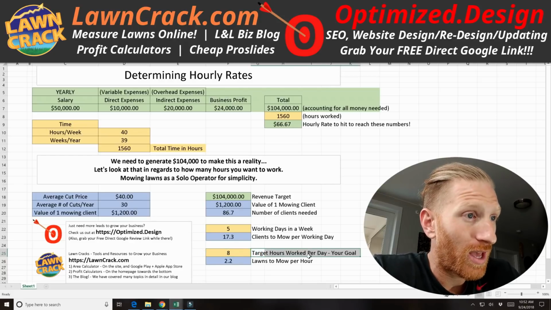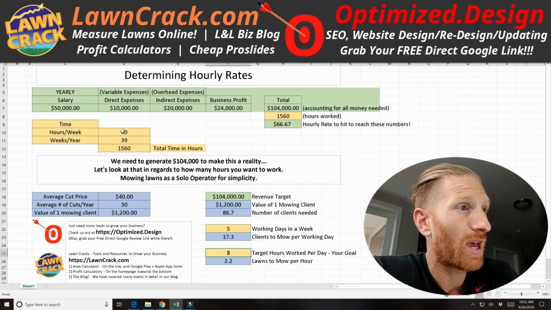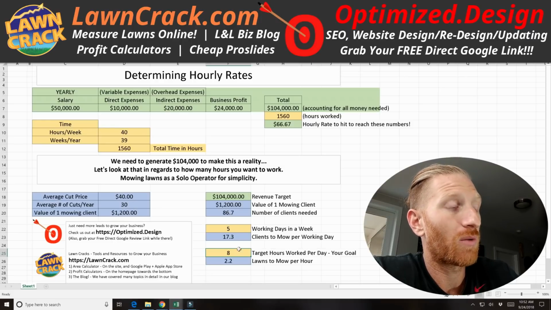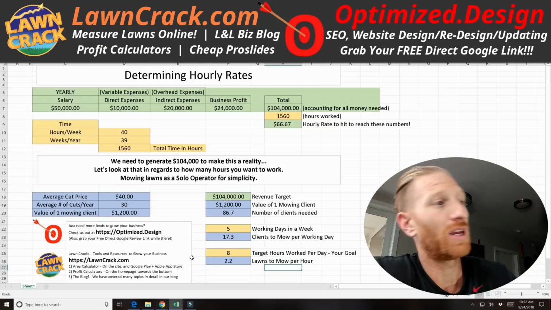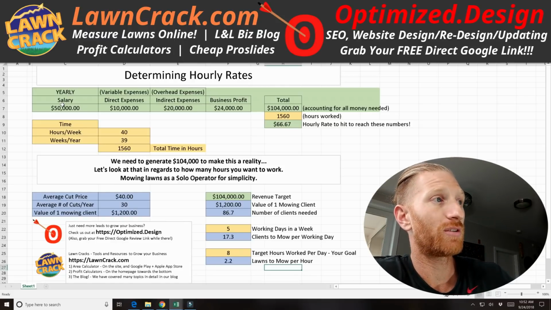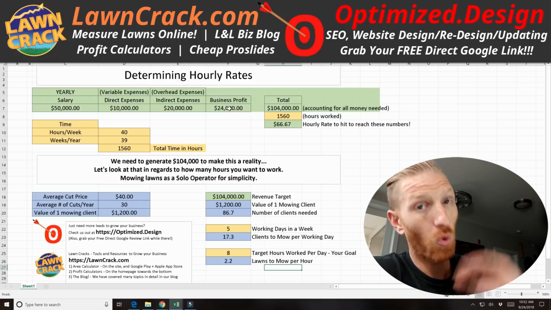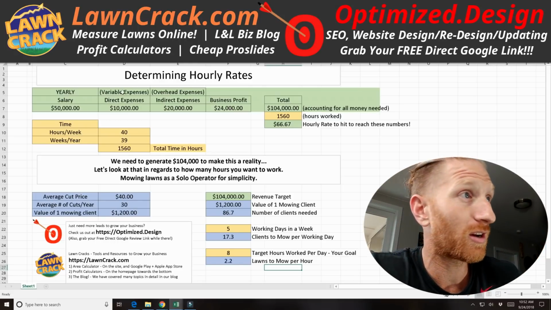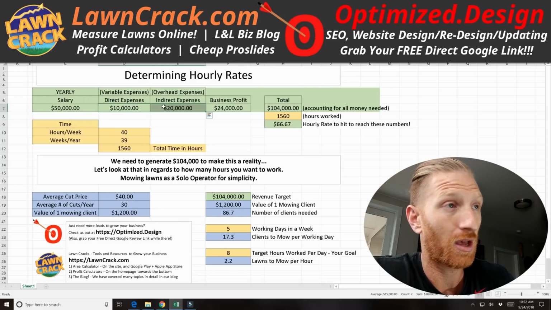Target hours worked per day. So your goal is 8 hours a day. Since we're working 40 hours in a week over a 5-day work week, that's going to be 8 hours a day. So you're going to need to mow 2.2 lawns per hour to accomplish this and make your 50 grand as the owner. Your business is going to have $24,000 more than it started with at the beginning of the year, and you've paid for all of your expenses to generate that income.